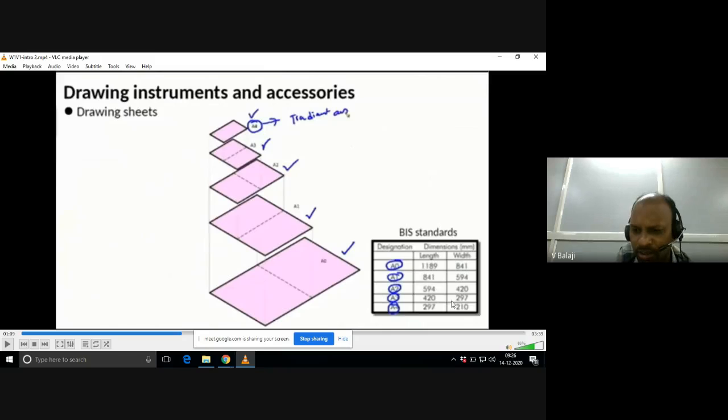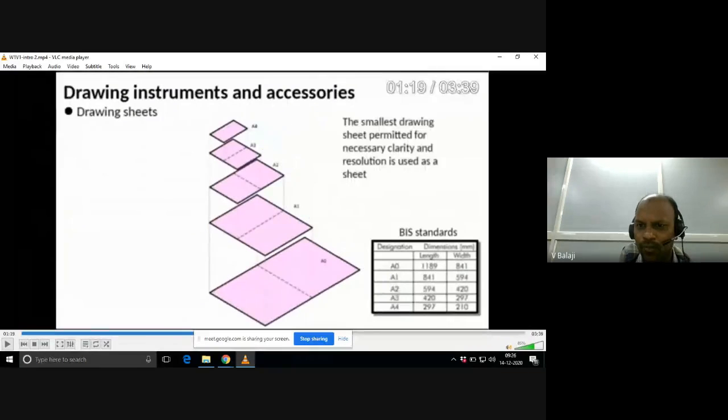Don't say 42 centimeters, sir. Don't say 29.7 centimeters, sir. Don't say like that. By default, our units are millimeters only. Throughout the semester, you need to use millimeter representation. By default, you have to understand. Okay. So the smallest drawing sheet permitted for necessary clarity and resolution is used.